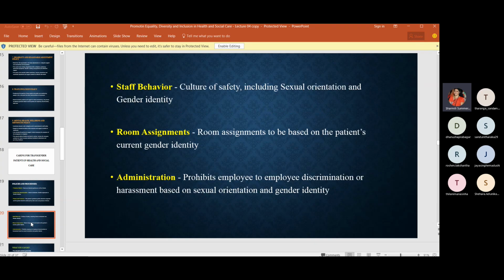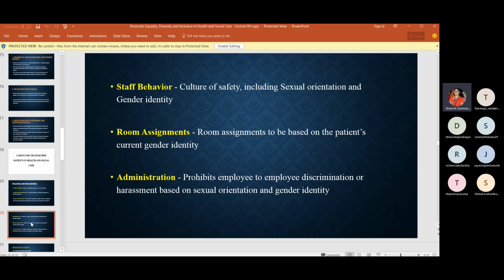Next one is staff behavior. Yes, so the behavior of the staff. You need to provide respect. The transgender person is also a human. They also have their respect, dignity, and privacy, all those things.